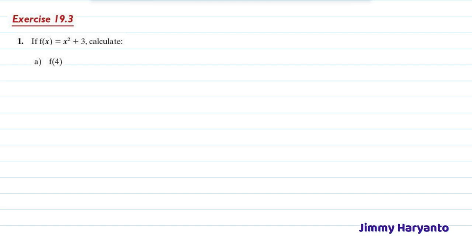And then next is 19.3. We have to calculate f(4). f(4) equals 4 squared plus 3. And the result is 19.